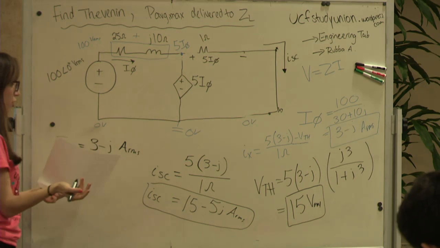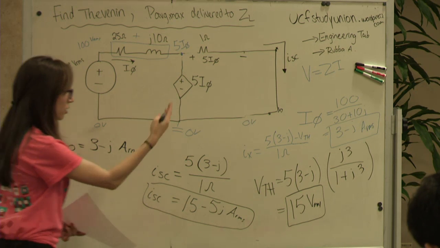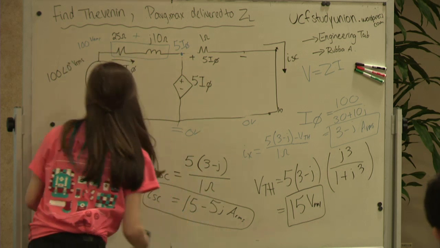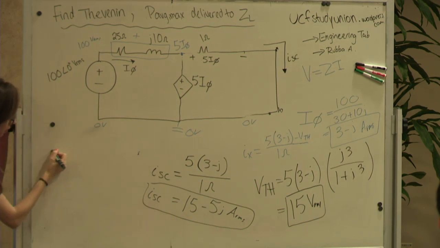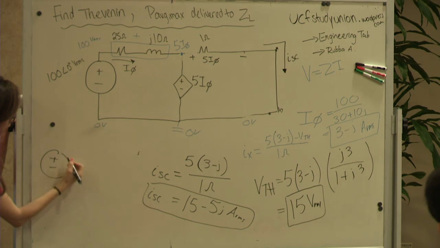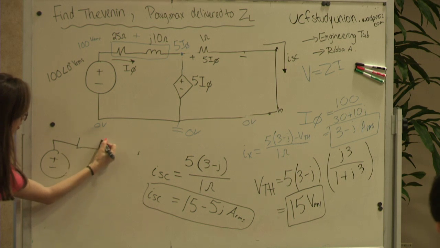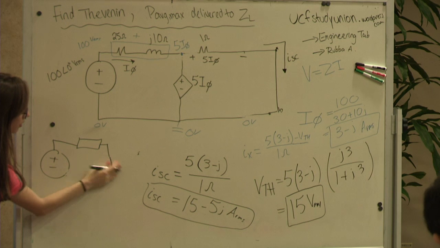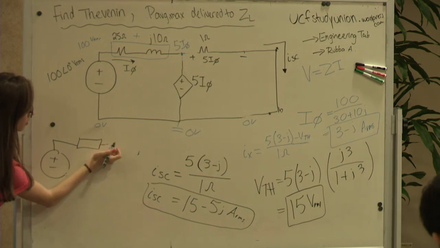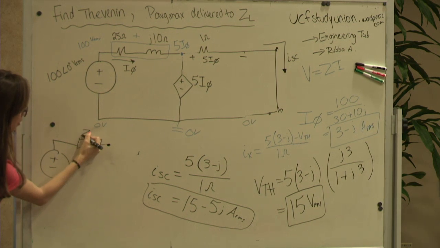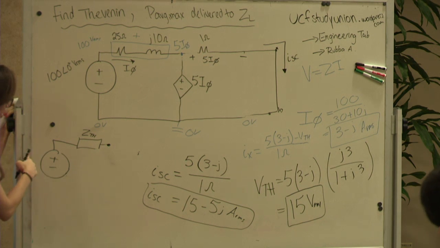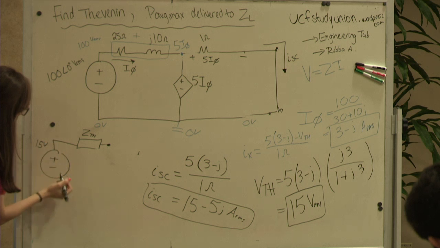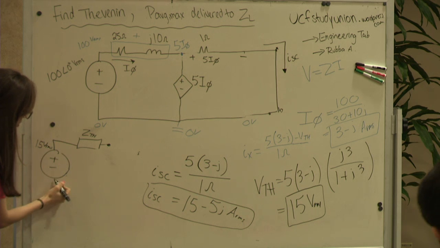Okay. So we found ISC. We found V Thevenin. Remember, it's not just resistors, so I represent it as a box. This is going to be your Z Thevenin. And for our V Thevenin, we got 15 volts RMS.